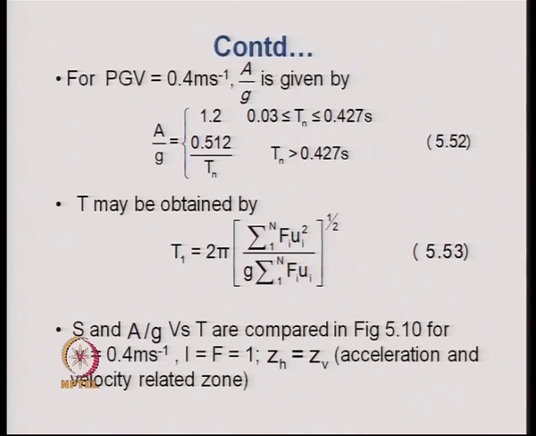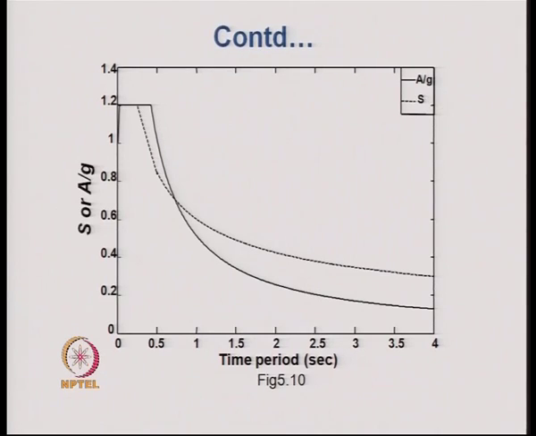The SA by G versus time are compared for V equal to 0.4 meter per second, that is for peak ground velocity equal to 0.4 meter per second, and for I equal to F equal to 1, and ZH equal to ZV, that is acceleration and velocity related zones. For that the curve is shown over here, and one can see that the S curve gives a higher value than SA by G.